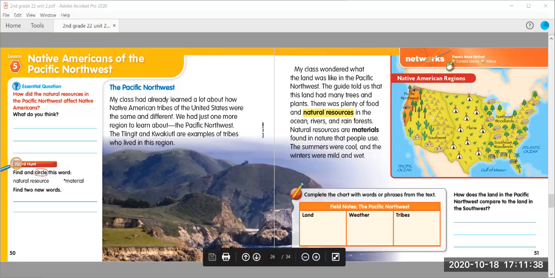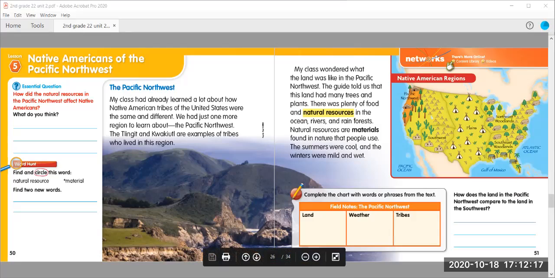Now the land over here, we can see that the land was wet. The temperatures over for weather, we can see the temperatures were mild. We know about the land if we go further up into this paragraph, that the land had many trees and plants, and there was plenty of food and natural resources provided by the land, the ocean, and the rivers. The weather, because there's rainforest in this area, you know that the summers were cool and the winters were mild and wet. So there was a lot of rainfall, there was a lot of precipitation in the area.